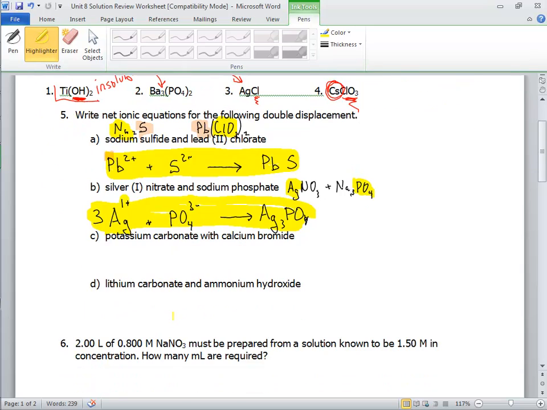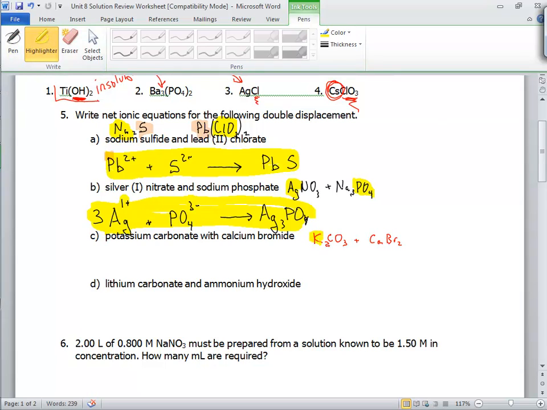Potassium carbonate and calcium bromide. Well, let me write those over here. I'm going to write them in a different color this time. Potassium carbonate. Now, if you don't have these memorized, be sure you're using your equation sheet to look at the ions and their charges. Calcium bromide, CaBr2. Okay, let's look and see if we will get any precipitate.